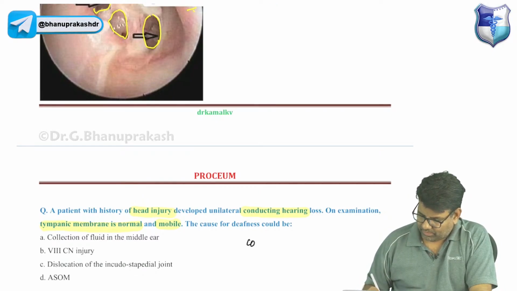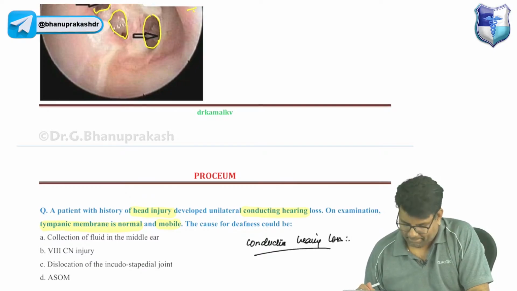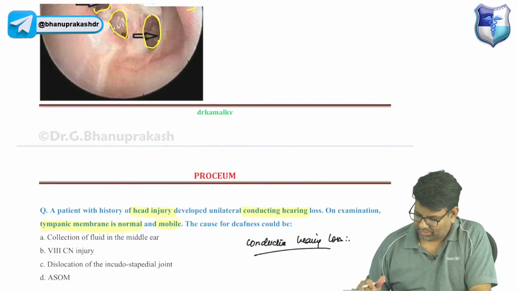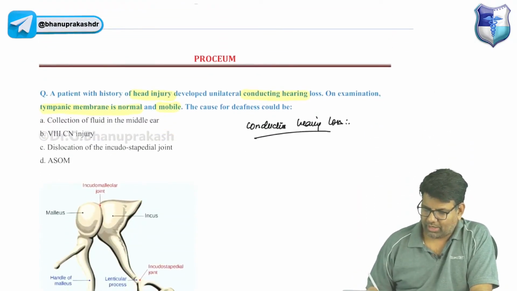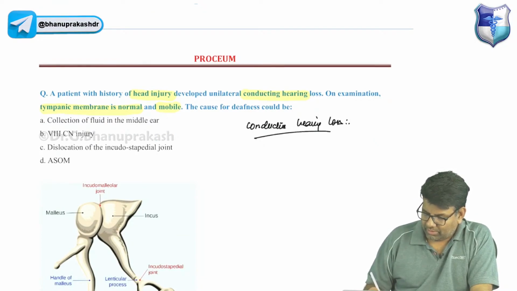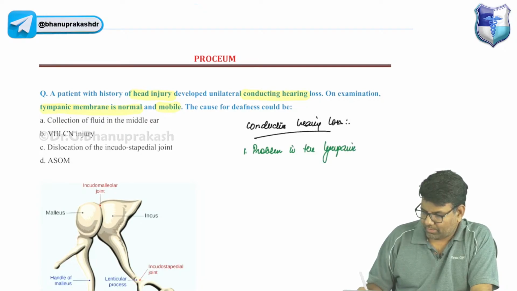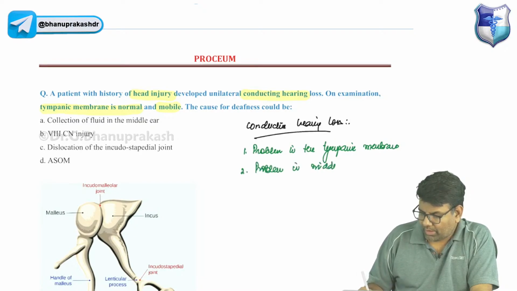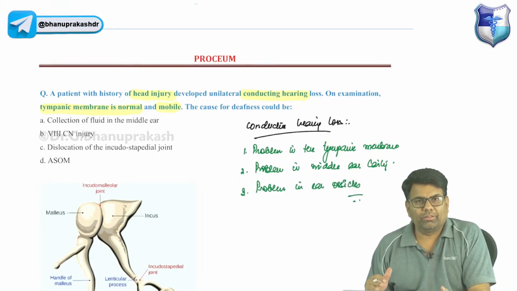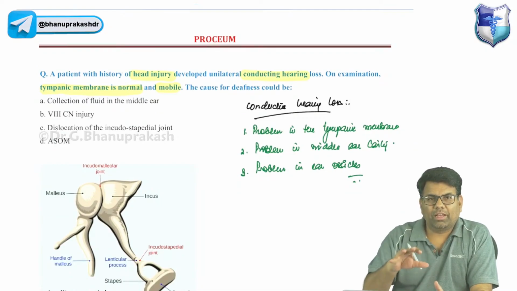See, whenever we are discussing conductive hearing loss, very good, everyone is right. So whenever we are discussing conductive hearing loss, there are a few points which you should remember. Number one, either there can be a problem in the tympanic membrane, or a problem in the middle ear cavity, or a problem in the ear ossicle. Please remember at least these three important reasons for conductive hearing loss. So tympanic membrane, middle ear cavity or ossicle.